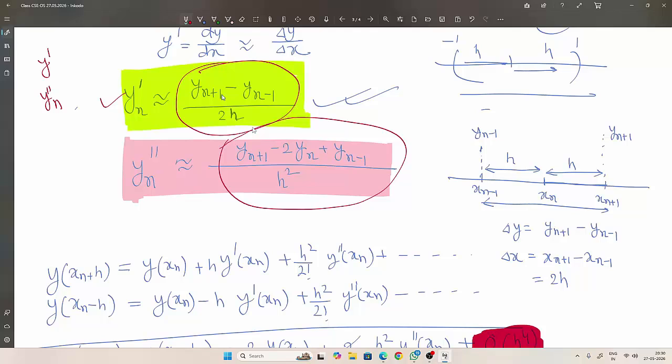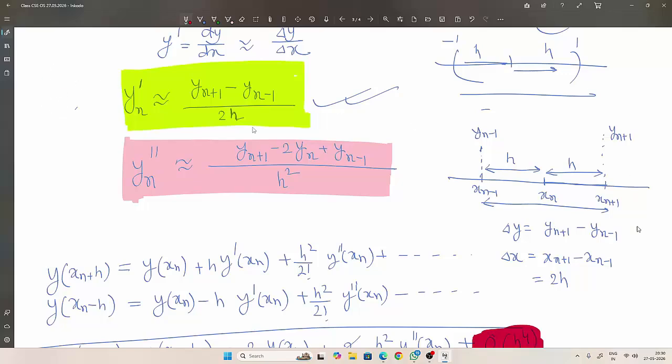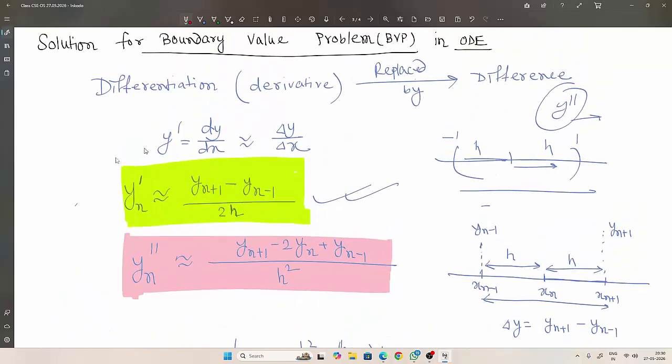এটা হয়নি, এটা মনে রাখতে হবে তোমাকে. These two are formulas which we will apply in the finite difference method. Now how these two formulas came, I have explained it here. কিভাবে এসেছে? Now yn dash at the point n, that means y dash value at the point n, is approximately equal to delta y by delta x.